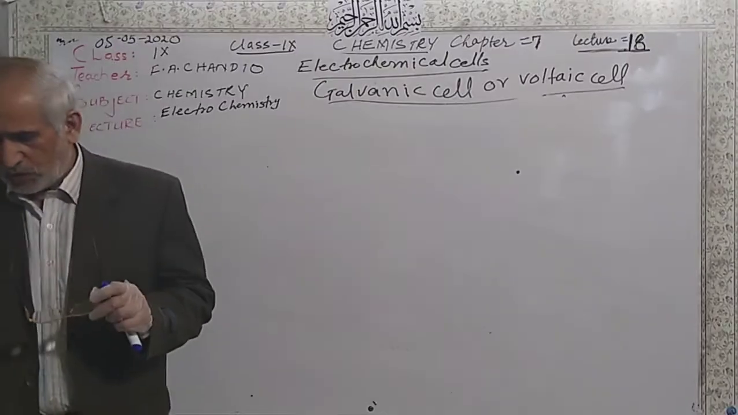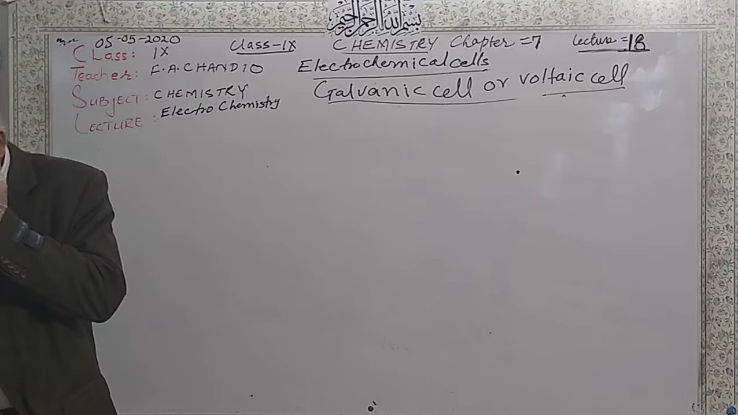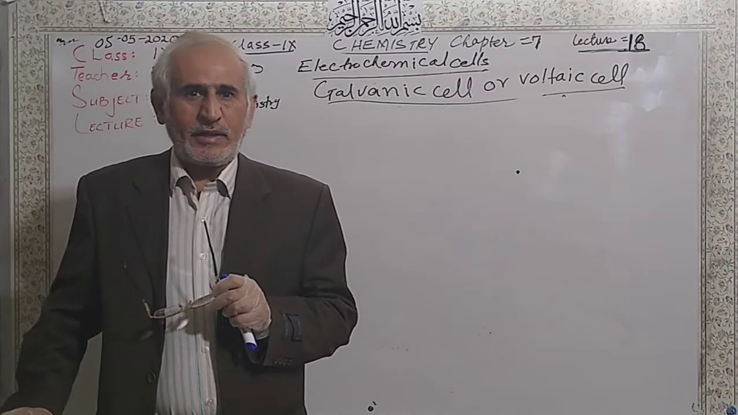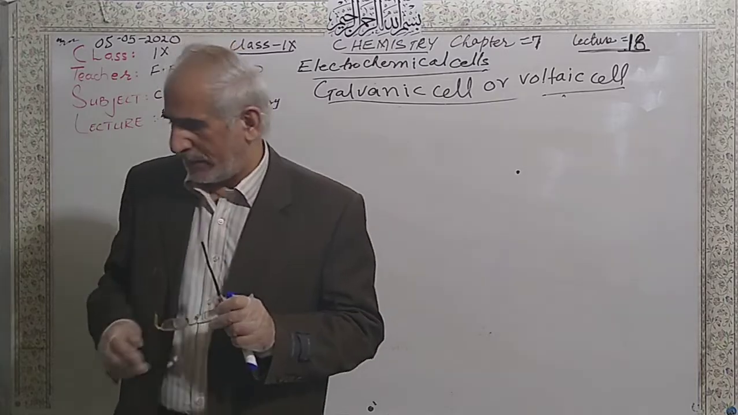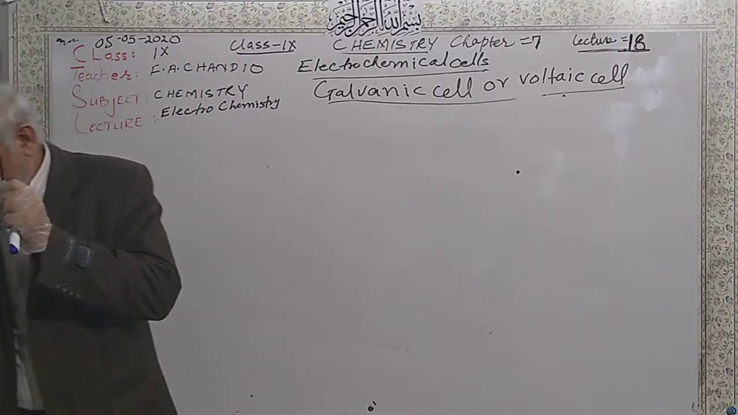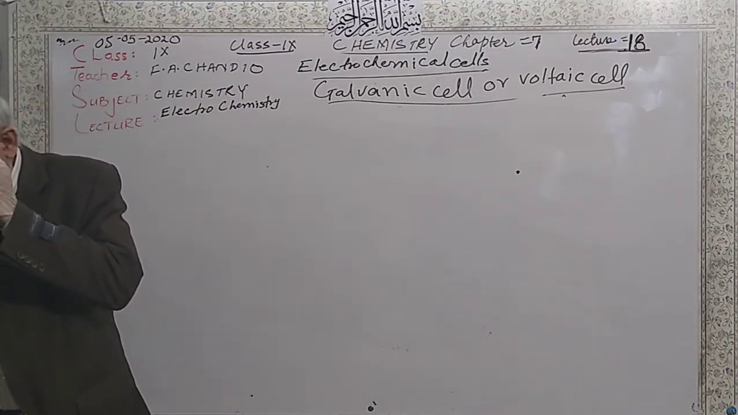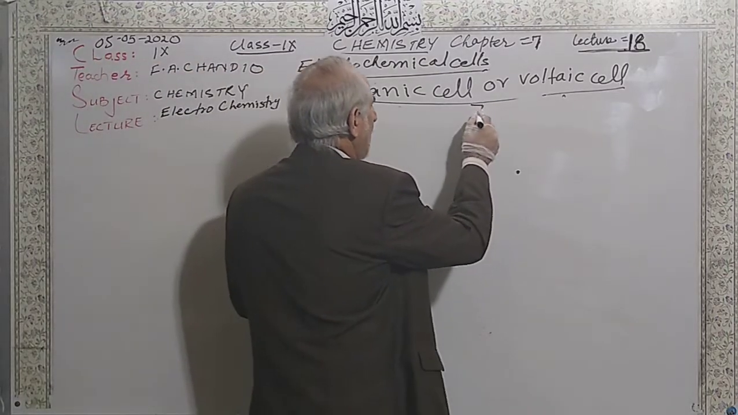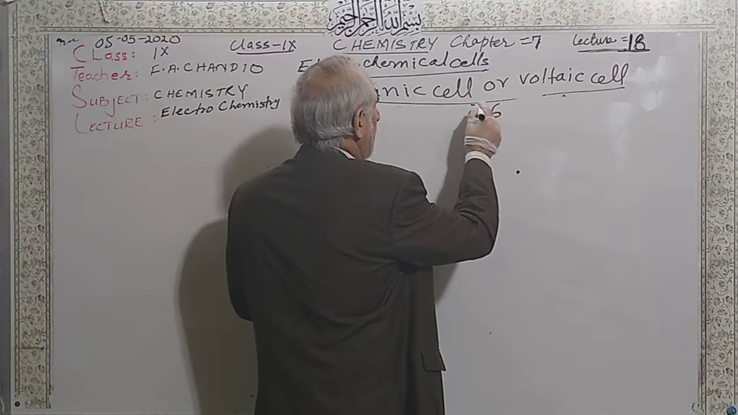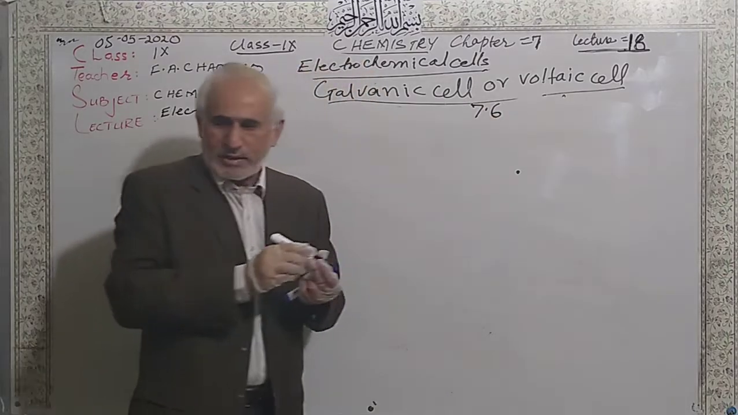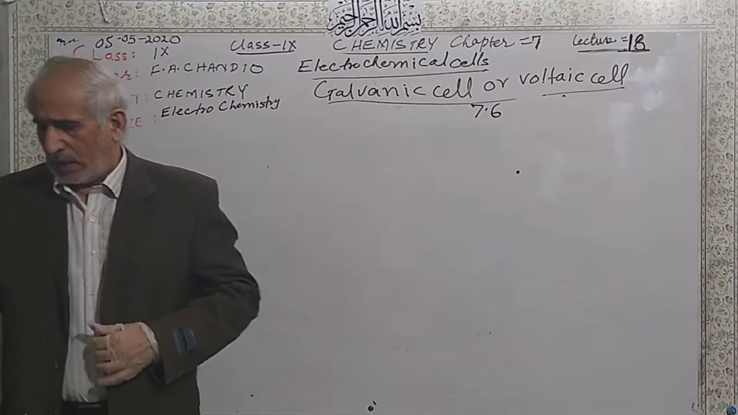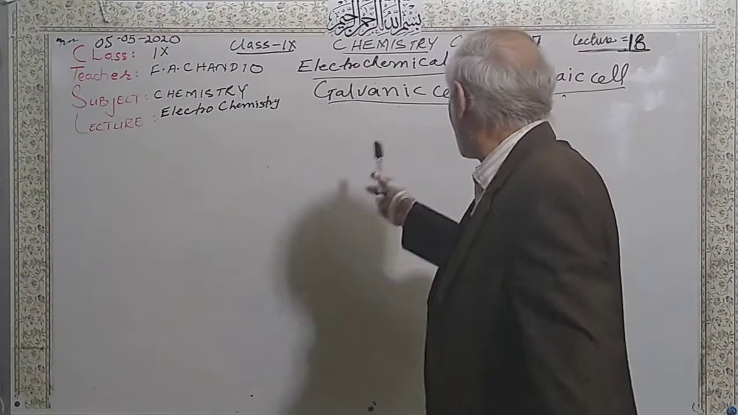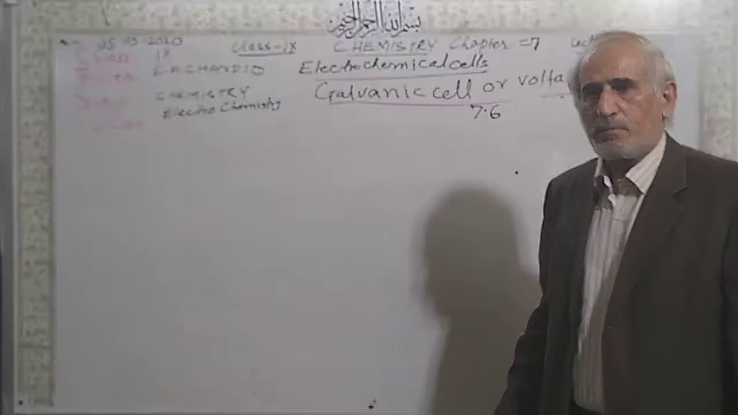So dear students, if you see page number 171, there is a self-assessment 7.6. There is one very good example given here. This will help you in the next classes. This is again an example of the galvanic cell.